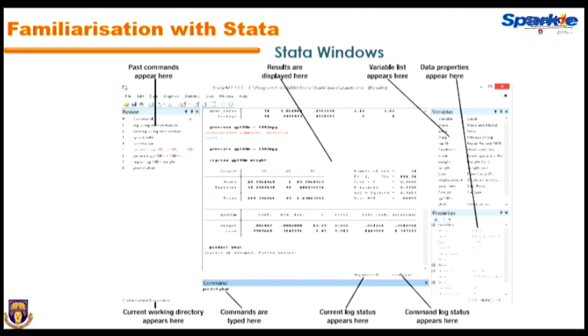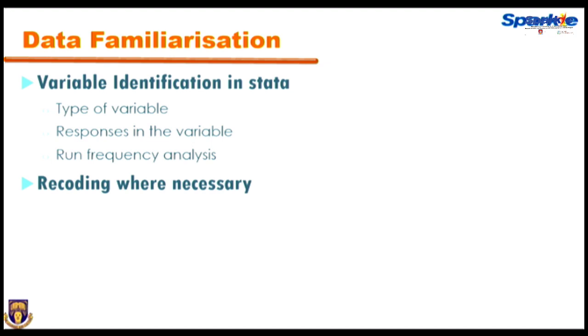Now, here is where you see the properties of your variables. But most of the time, the areas we are going to focus on will be here, here, here, and here, because those are the ones that will give you detailed information regarding what you are doing, the results you are getting, and the variables you are using. So that is the interface of Stata. And then I'm moving to the next one.